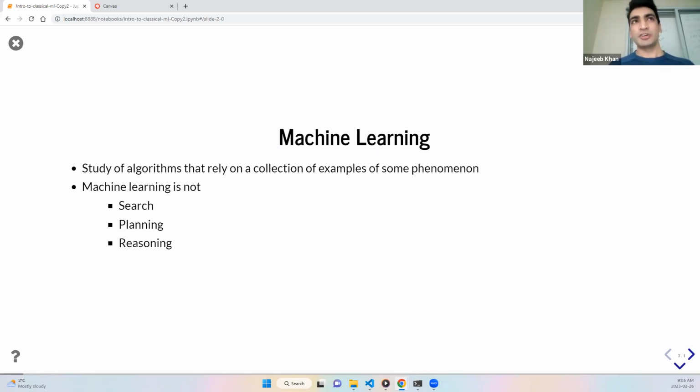So that's machine learning. You might have done in your undergrad courses some sort of searching, planning, reasoning. Those things are not machine learning. Machine learning purely relies on data and examples shown to the algorithm, which helps it to improve.